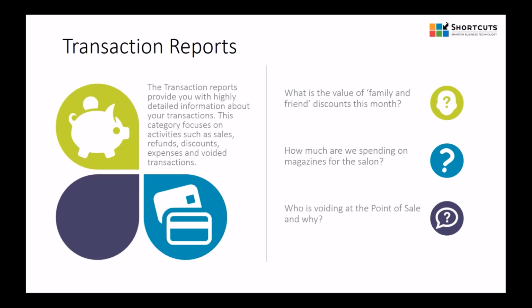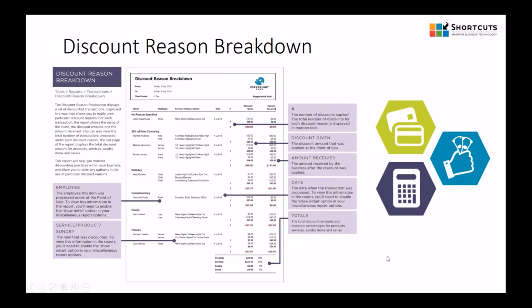So let's start with that discount reasons breakdown. So that's this report here. It basically just goes through, we're discounting this, we're giving this discount. The reason is family, friend, VIP client, that sort of thing. Now, is this a relevant amount? So it'll go into what the discount is, how much, whether it's a percentage or a dollar figure, we've given them this much of a discount.